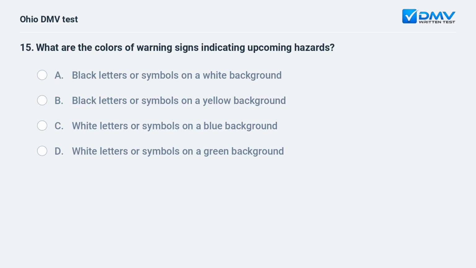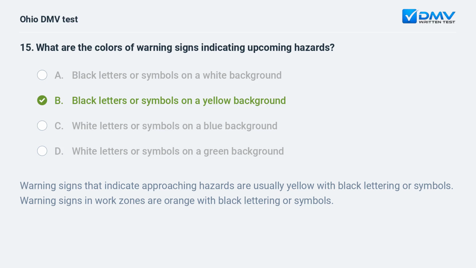What are the colors of warning signs indicating upcoming hazards? A. Black letters or symbols on a white background. B. Black letters or symbols on a yellow background. C. White letters or symbols on a blue background. D. White letters or symbols on a green background. B. Black letters or symbols on a yellow background. Warning signs that indicate approaching hazards are usually yellow with black lettering or symbols. Warning signs in work zones are orange with black lettering or symbols.